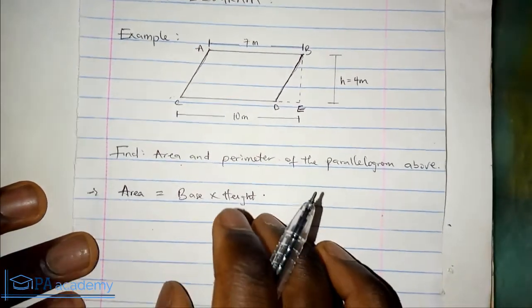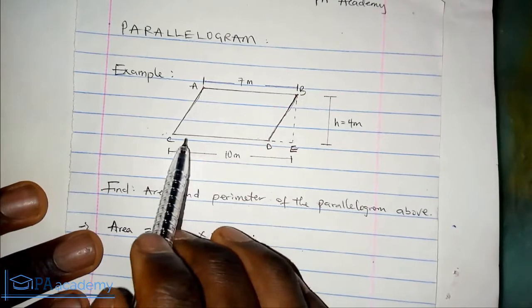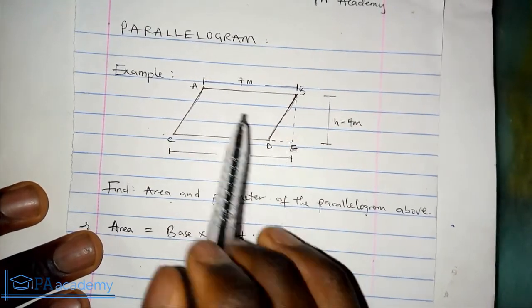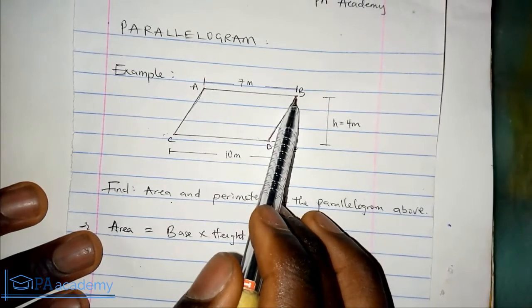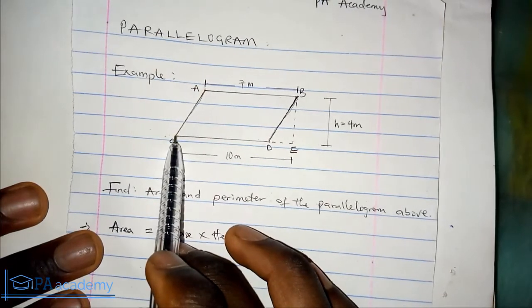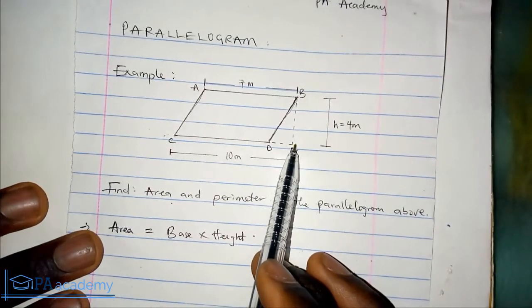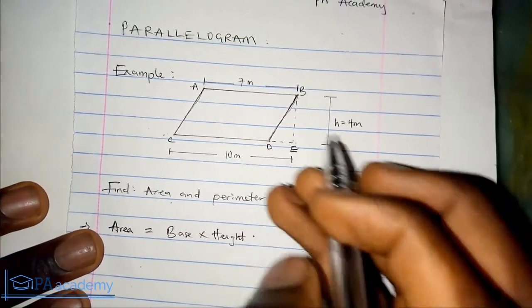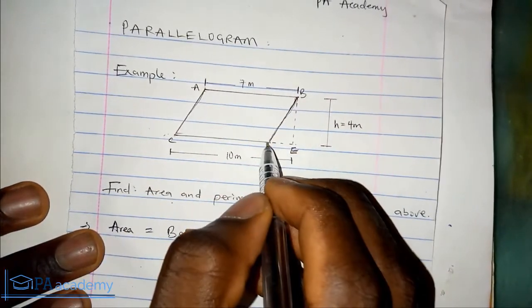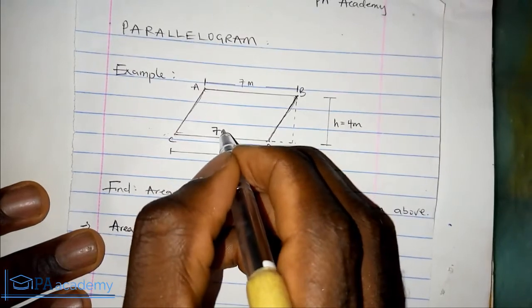Base times height. Now the base is from this point to this point, and it's also the same thing as from here to here, which is 7. So we are given that from here to here is 7, but from here to this point is 10. So let's split it. That means if from here to here is 7, then from here to here is also 7 meters.